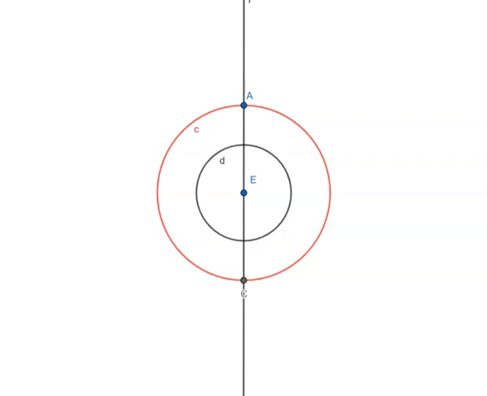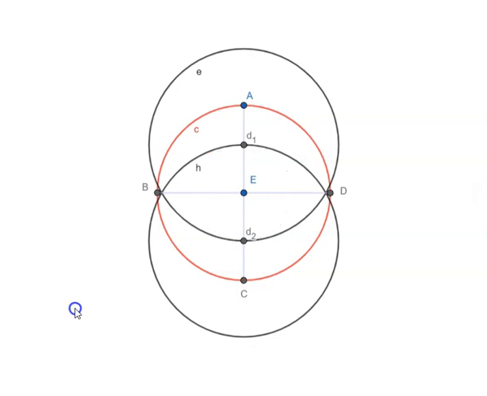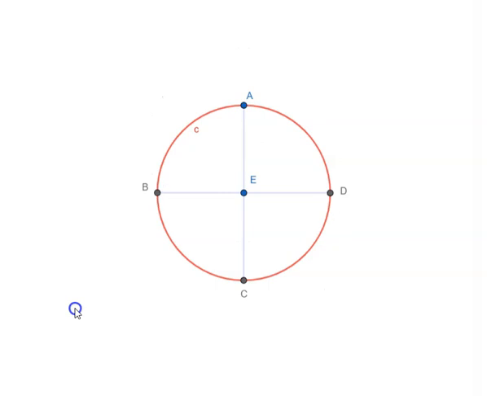So we know how to do that. Let's very quickly do that. B and D, and let's join BD and AC so that we can hide the lines, and let's hide all the circles and irrelevant intersections. Okay, so now we have two perpendicular diameters.